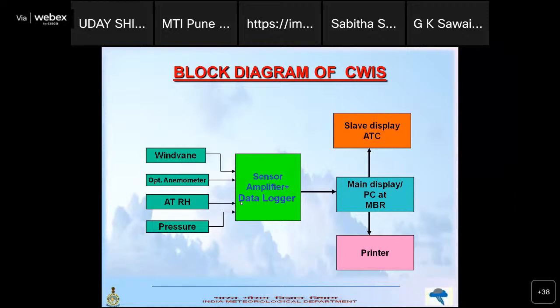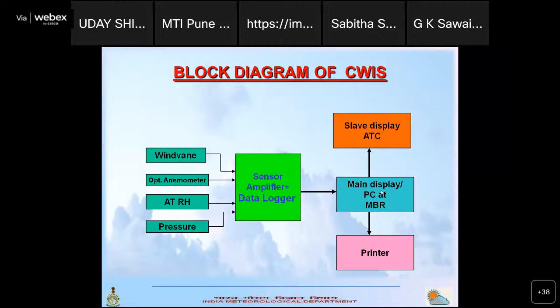The wires will be connected to the data logger. Some signal amplification is there inside the data logger, and the pressure sensor will also be connected here. After logging, all this data will be transmitted to the MBR with the help of wireless communication and land communication.